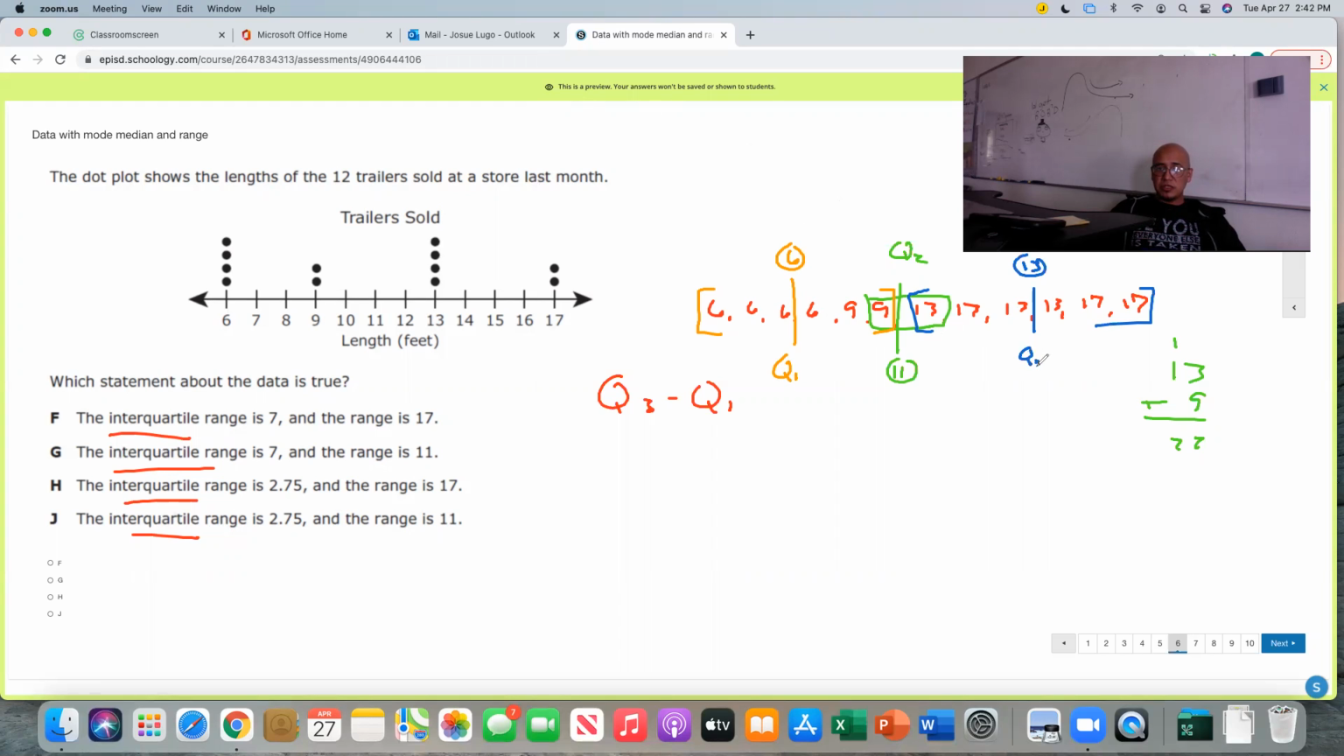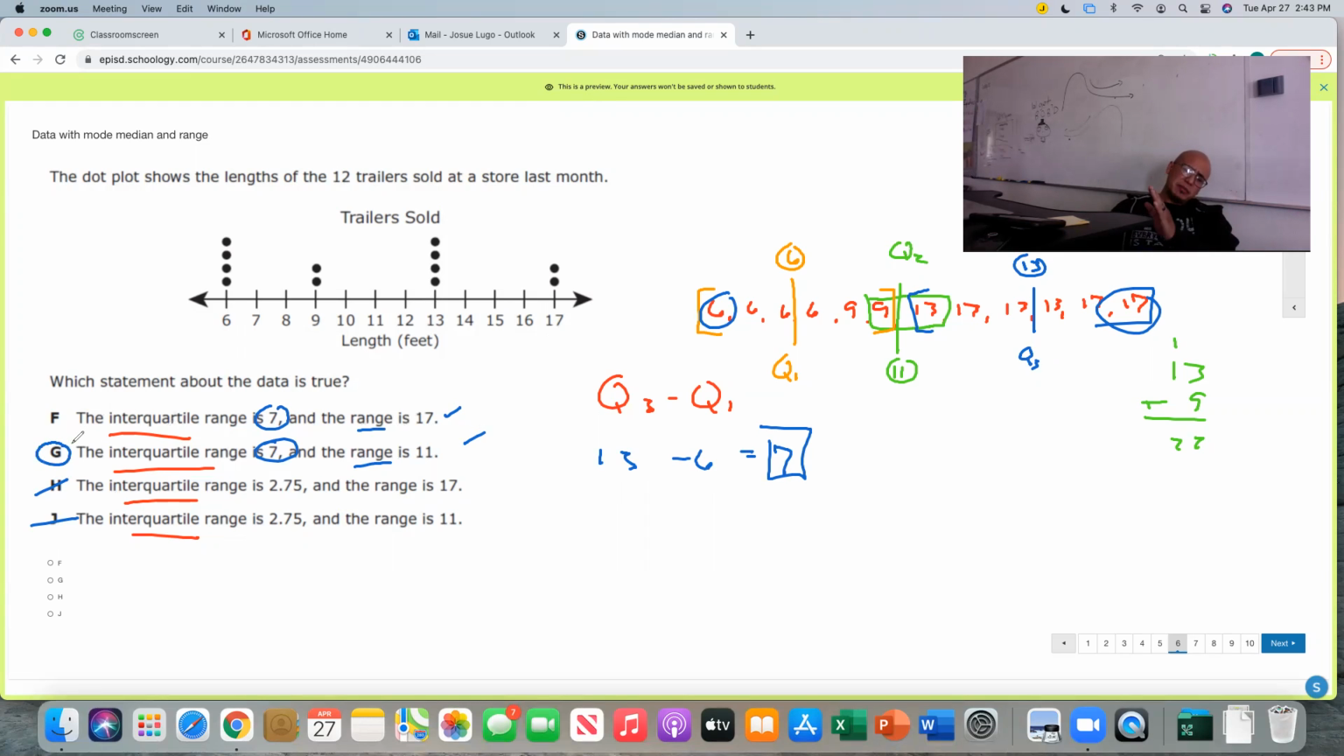That's my Q3. So notice that my interquartile range is going to be 13 minus 6, which is equal to 7. That is my interquartile range. So notice how only A and F and G show 7 as the interquartile range. So this is not correct, and this is not correct. Well, what about the range? The range, remember, is the maximum minus the minimum. So 17 minus 6 would be 11. Ladies and gentlemen, the answer is G.